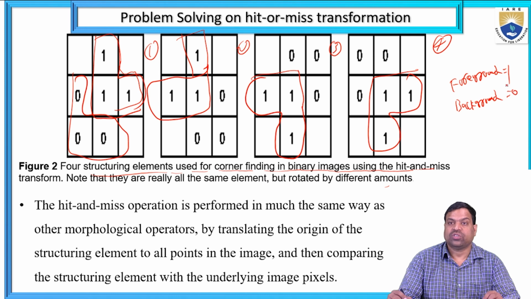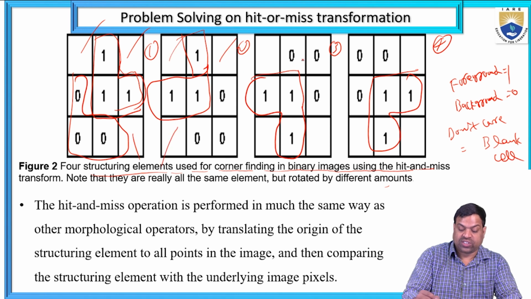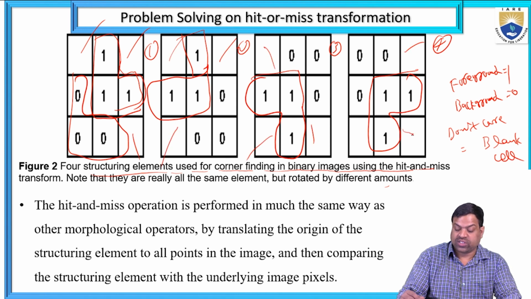Background equals 0. So don't care means nothing is here, a blank cell. So these blank cells I'm using as don't care conditions. Okay, these are the don't care conditions.